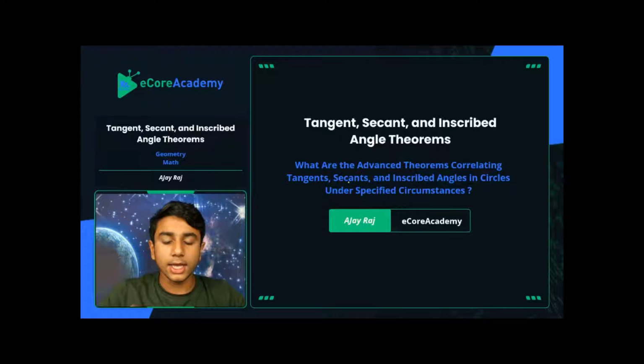As I was saying, today's main topic is to focus on the advanced theorems that correlate with tangents, secants, and inscribed angles in circles under specified circumstances. As you know, the more specific we get, the more we venture off from the general. We start with our general topic, the circle unit. Then we narrow into tangents, secants, arcs, chords, all of these properties of circles. And then we're going to correlate them together, which is even more specific, under specified circumstances.